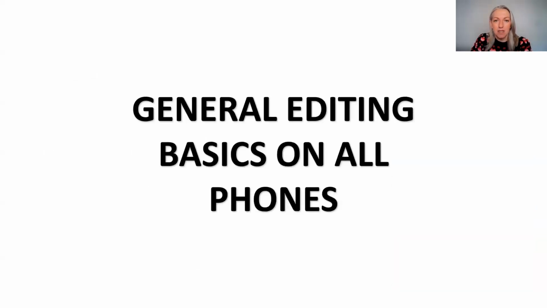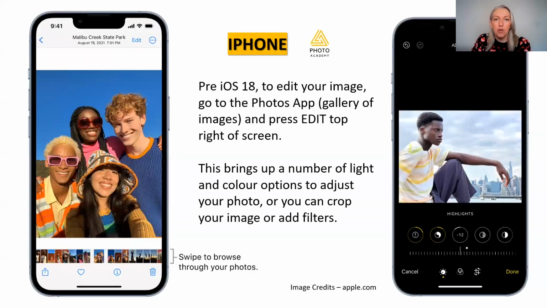So your general editing basics then on all phones. And this will vary depending on the make of phone that you have. So on iPhones, then you go into your Photos app and you can simply click from the camera app itself, the wee thumbnail in the bottom left to take in that way, or it will be a separate app on your phone called Photos. And depending on the iOS system, which is the operating system that you have, whatever version that you have.